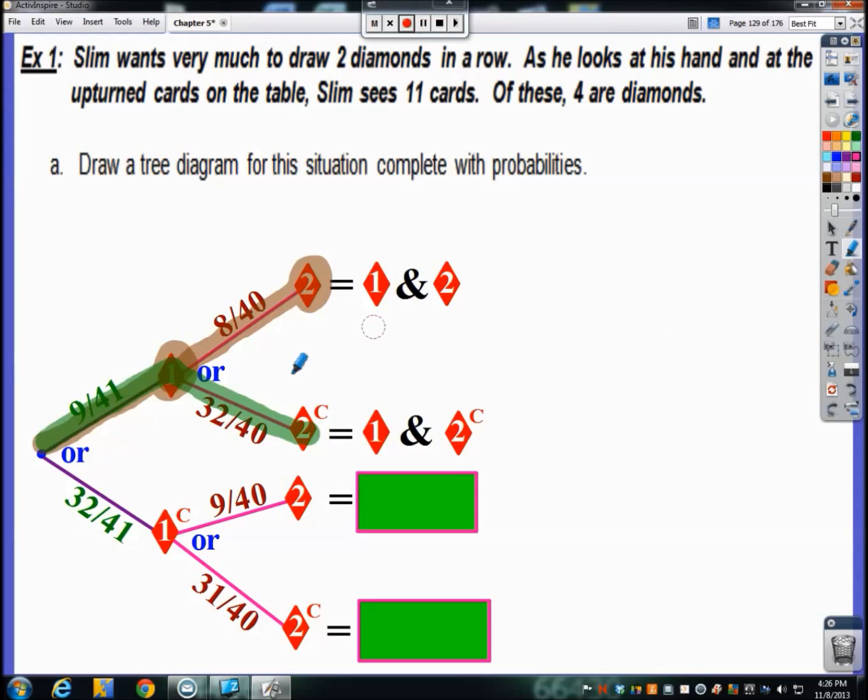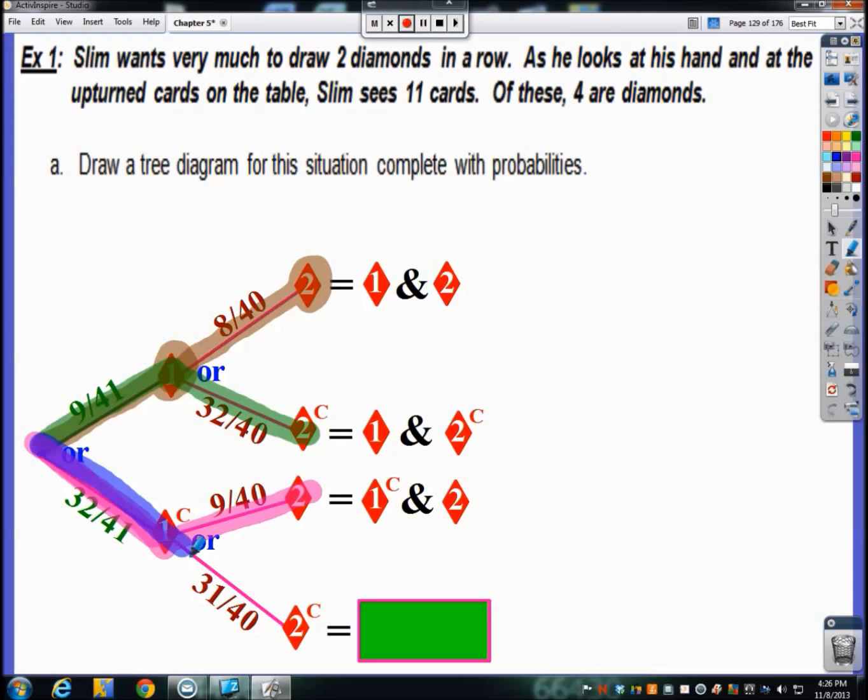Or what else could happen is the first card's not a diamond and the second card is a diamond. So first card not diamond and the second card is diamond. And then our last combination is not a diamond and not a diamond. So first card complement, not diamond, and second card complement, not a diamond.